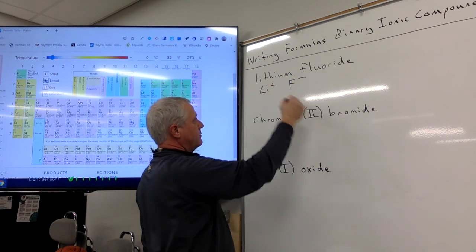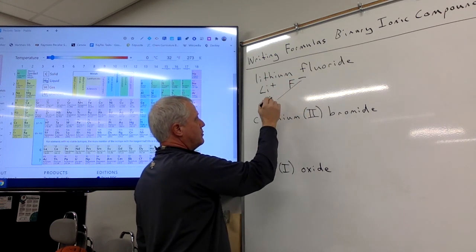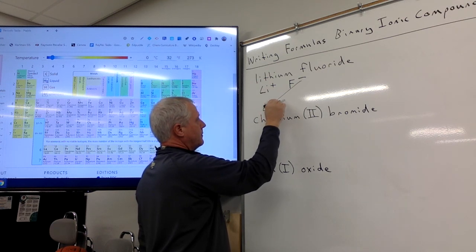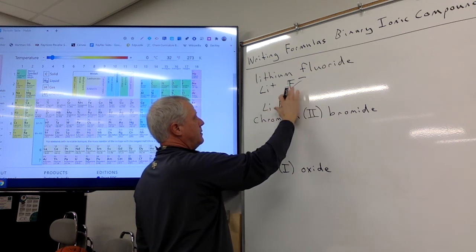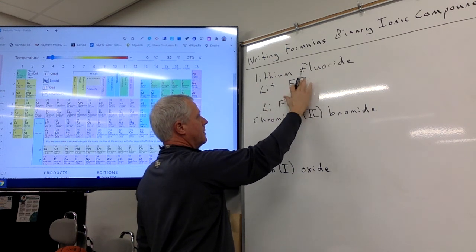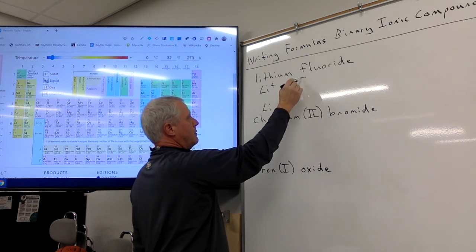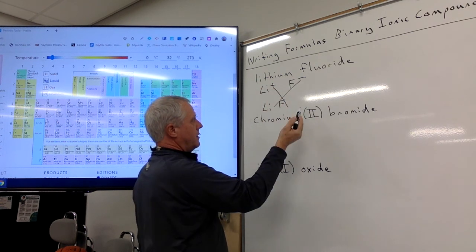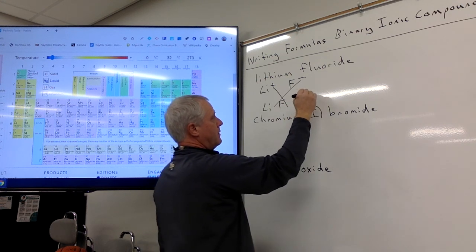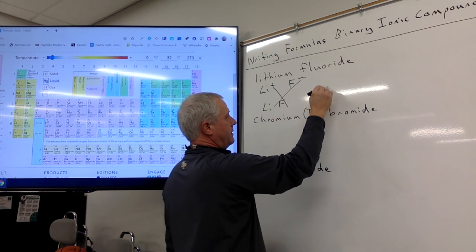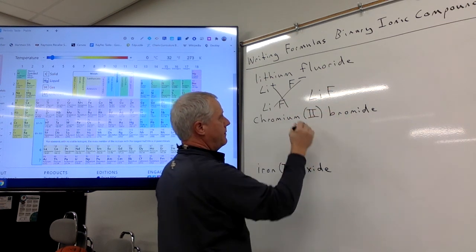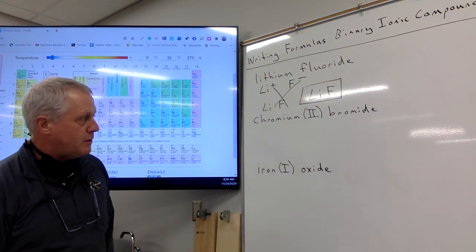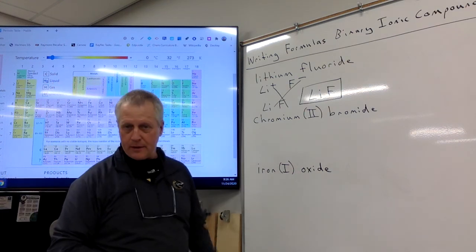Now, there's a rule where if you crisscross the charges, so what we've got to do is just write the two element symbols. Okay, and then you take one charge and crisscross it to here, and the other charge and crisscross it to there. It's 1-to-1, so the final formula would be LiF. Okay, sort of like sodium chloride. All right, what about the next one here?